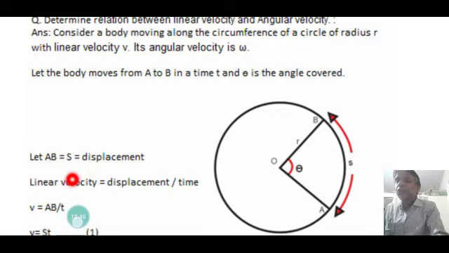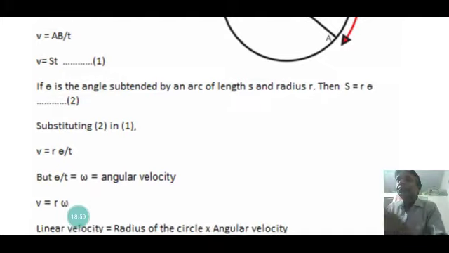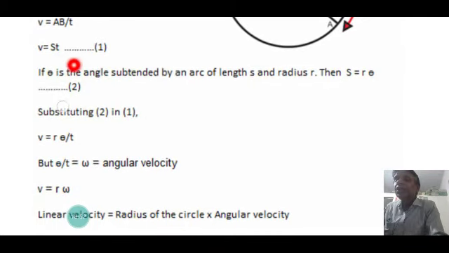So v is equal to AB by t. It is the linear velocity. But here now look here. v is equal to s by t.